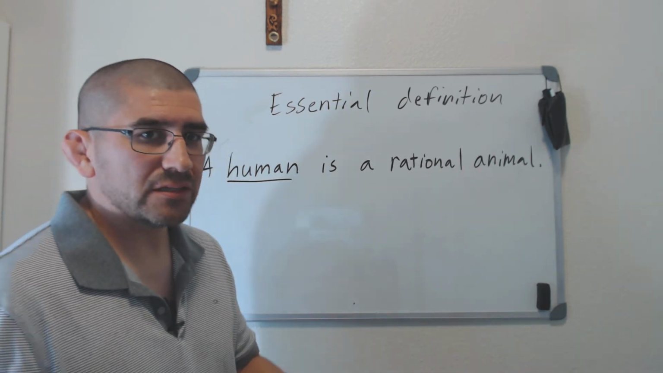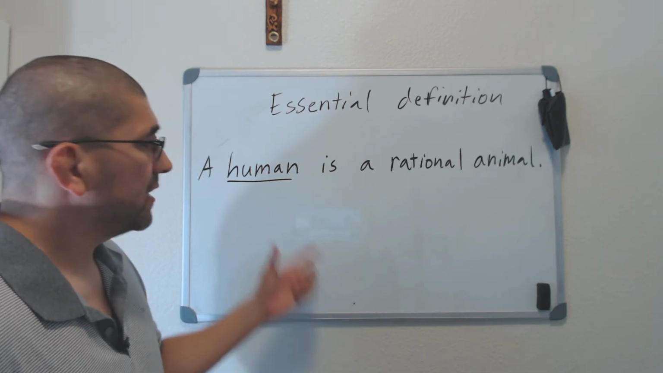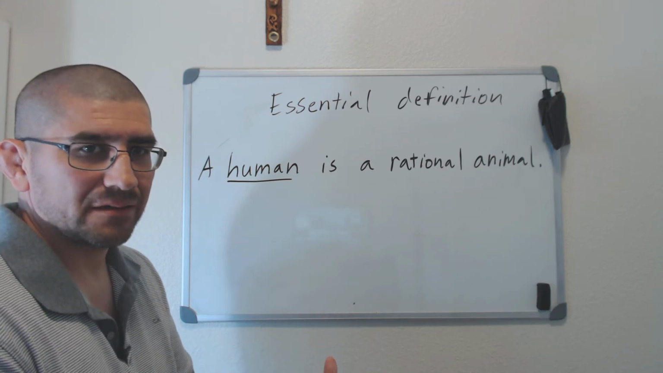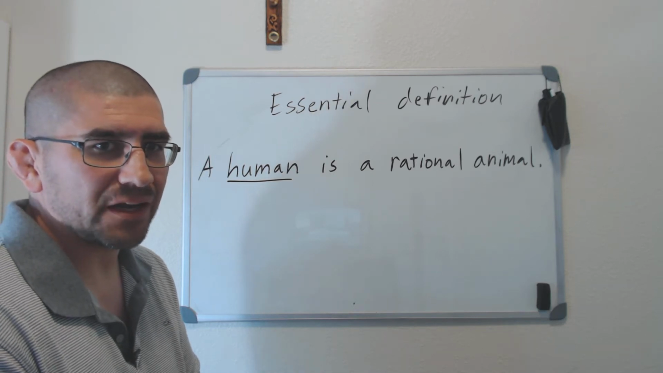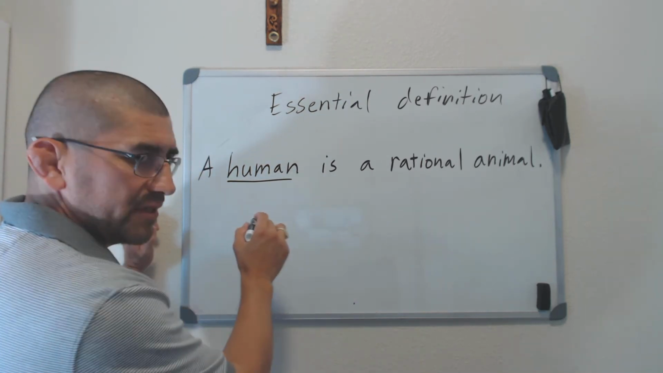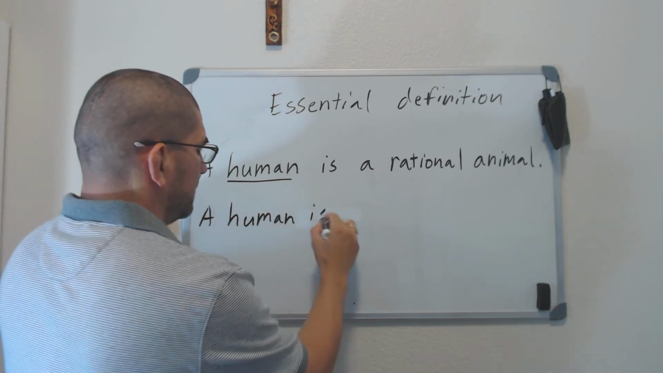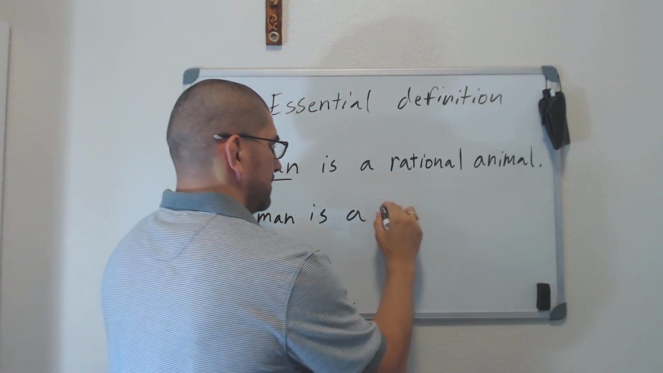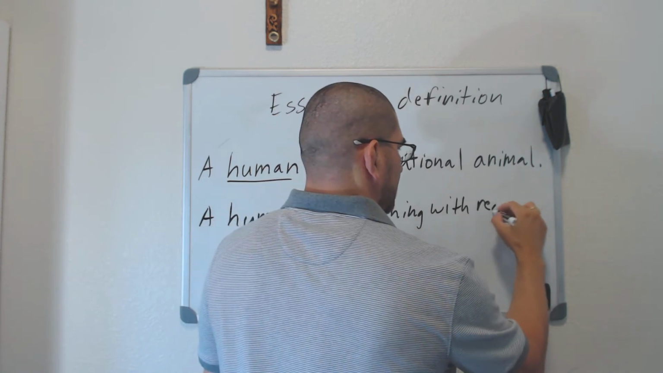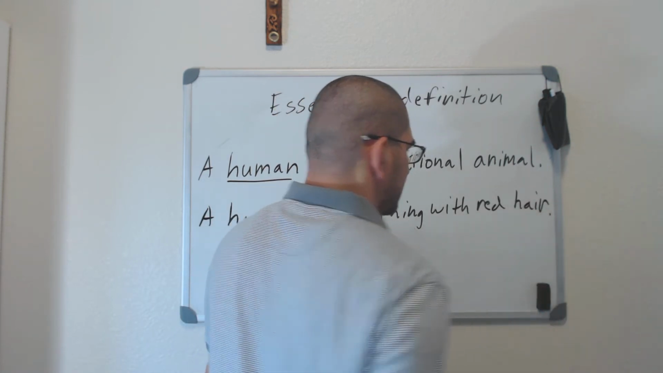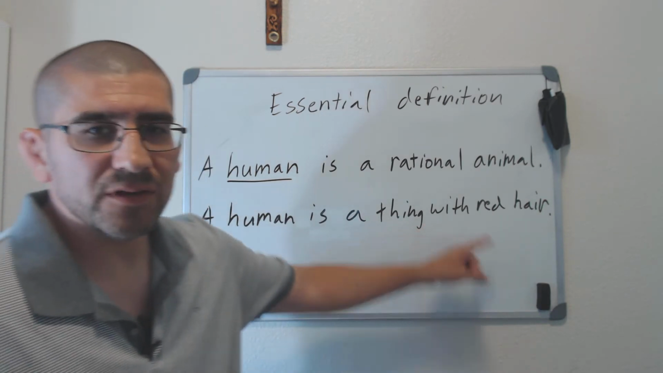So I told you this is an essential definition. What is an essential definition telling us? It is telling us the essence of a human. Okay? There's other ways I could define a human. Let me give this example. What if I said this? A human is a thing with red hair. What if I defined a human that way? A human is a thing with red hair.